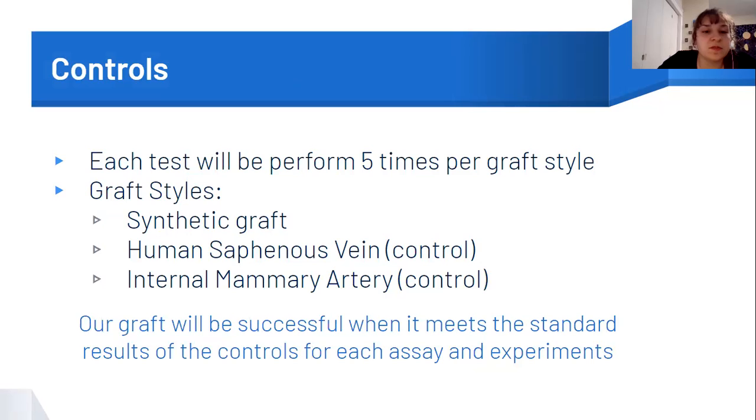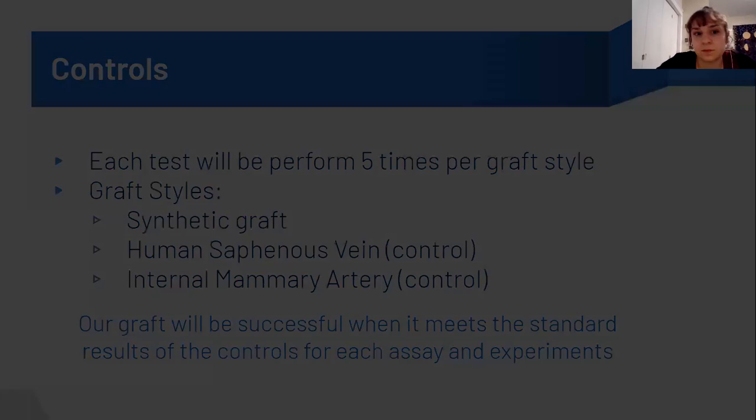So each test will be performed 5 times per graft style, and our graft styles will include our synthetic graft and 2 naturally derived controls. These controls will include the human saphenous vein and the internal mammary artery.